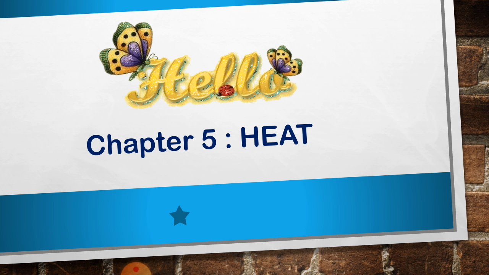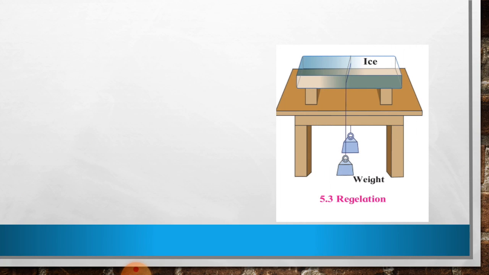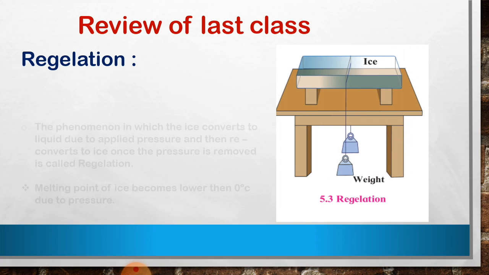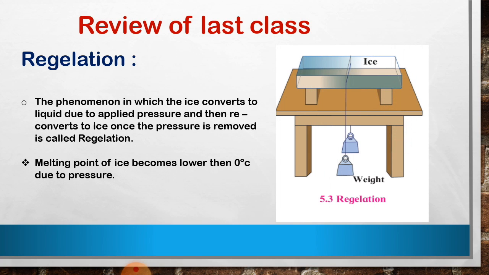So we are in Chapter 5, Heat, and in the last class we learned about two very interesting topics, that is regelation and anomalous behavior of water. In regelation we saw the activity of ice and weight. From this we learned the phenomenon of regelation. What is regelation? The phenomenon in which ice converts to liquid due to the applied pressure and then reconverts to ice once the pressure is removed.